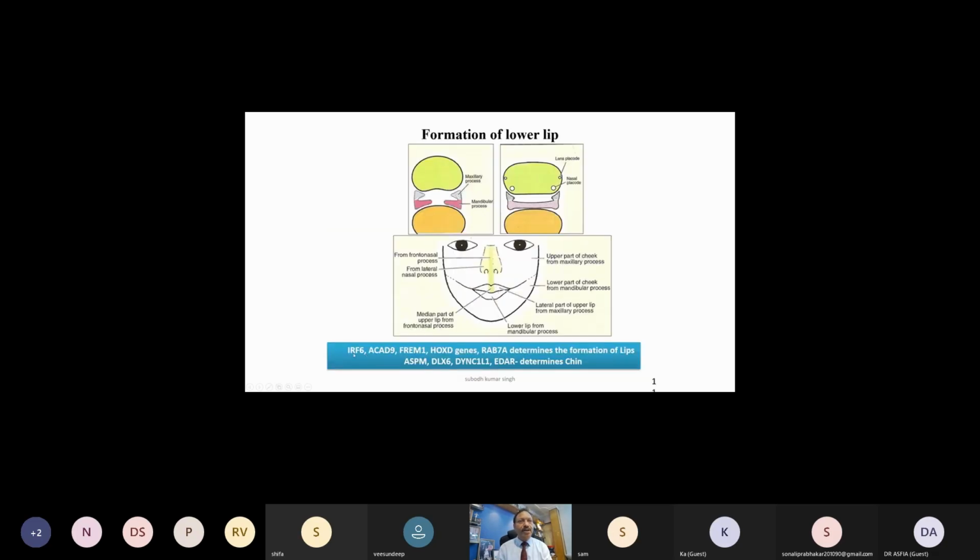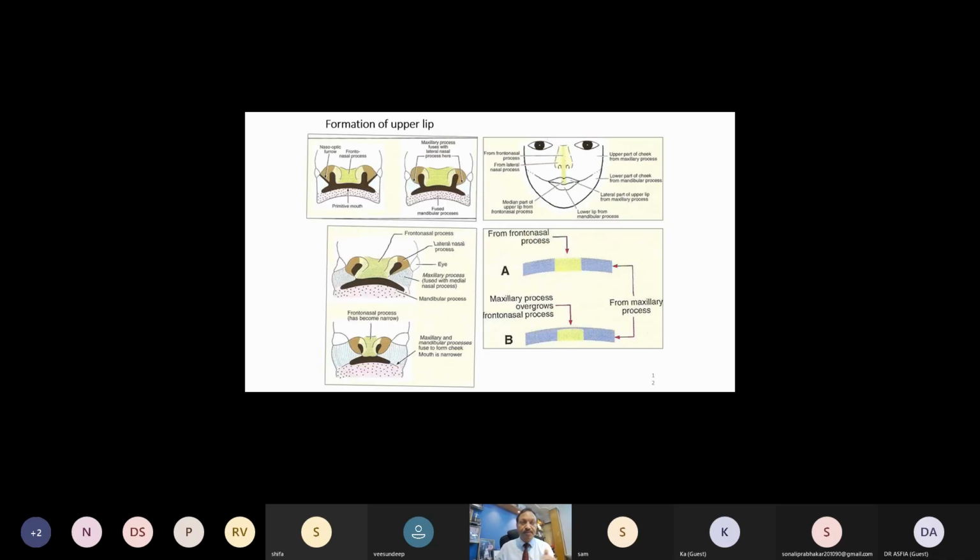So the important thing is there are so many genes which determine the formation of lips. And I'm not going to name them. And there are other genes which determine the formation of the chin. So every area is determined by some gene or the other. So all these genes may be affected and they can cause aberration in the formation, right?